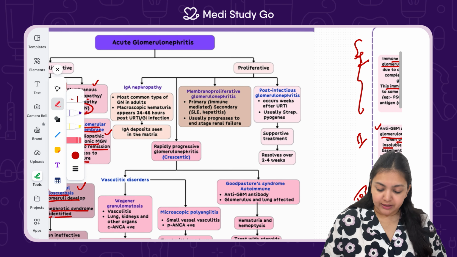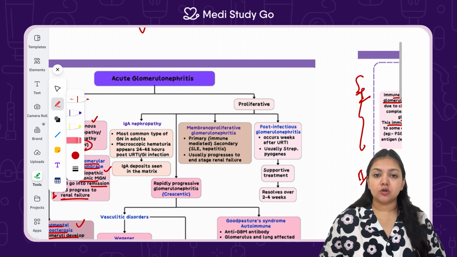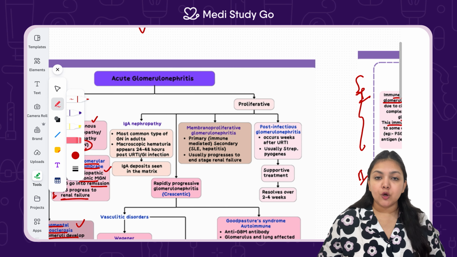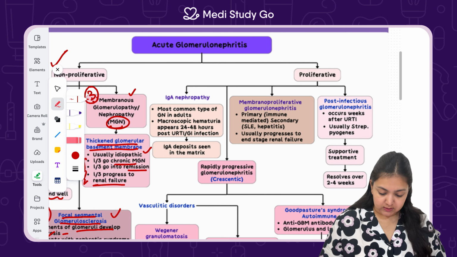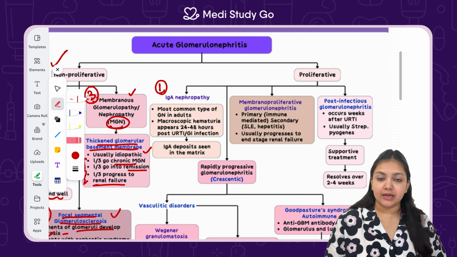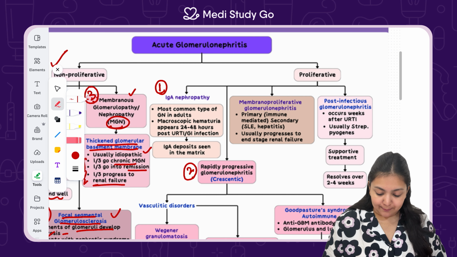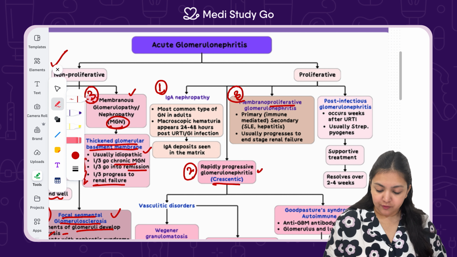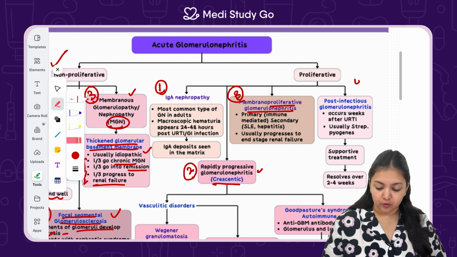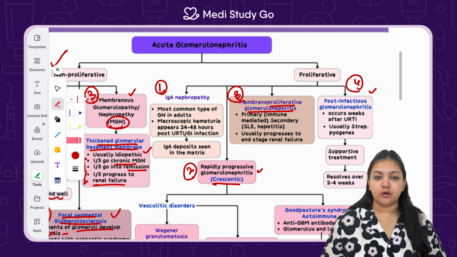Coming to the proliferative ones, wherein some cell growth or extra growth is happening, which is leading to the disease. This can be because of 4 main diseases. First is immunoglobulin A nephropathy. Second is rapidly progressive glomerulonephritis, also known as crescentic nephritis. Third is membranoproliferative glomerulonephritis. And fourth is post-infectious glomerulonephritis, which is after some infection.